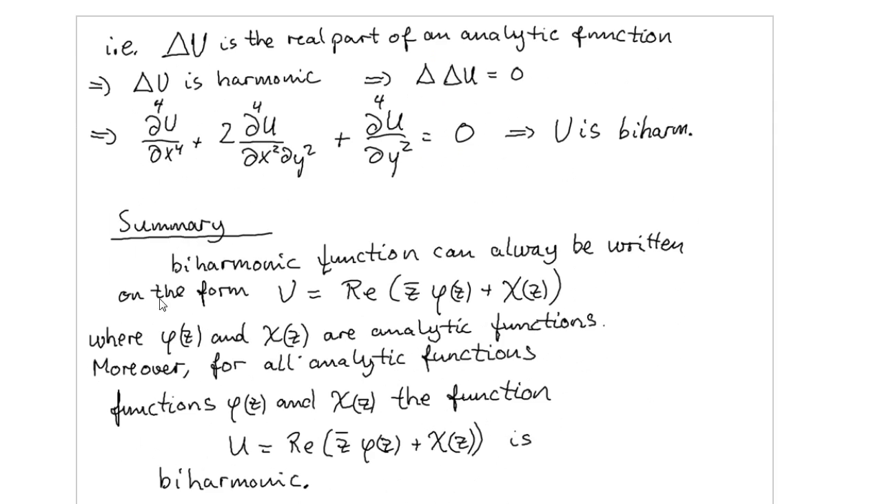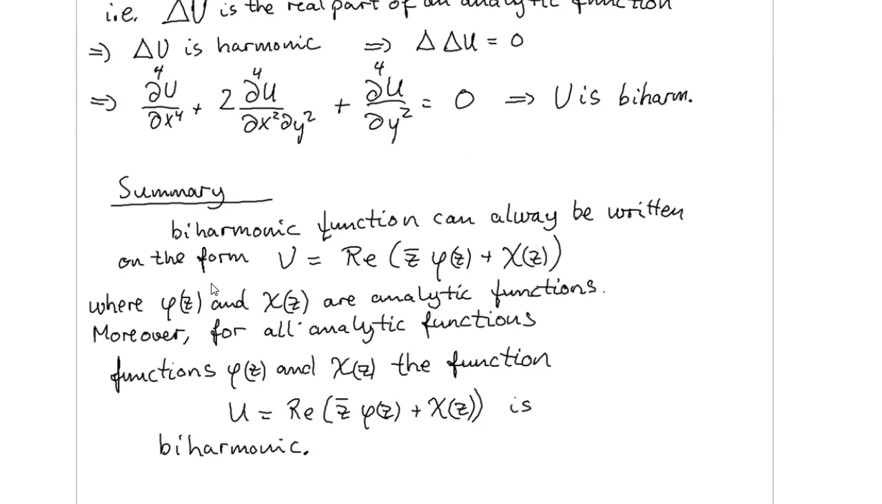So let's just sum up what this video was about. The biharmonic function can always be written in the form u equal to the real part of this complex function, where phi and chi are analytic functions. On the other hand, for all analytic functions of this type, we have that the function defined by the real part of this complex function turns out to be biharmonic.